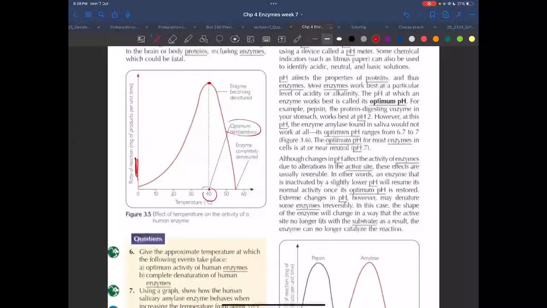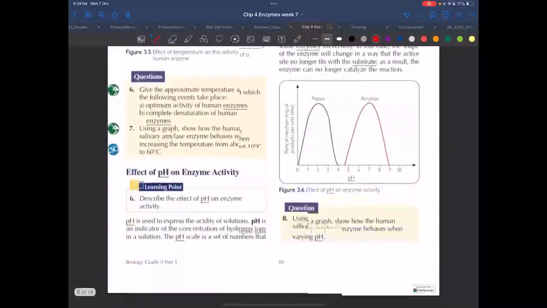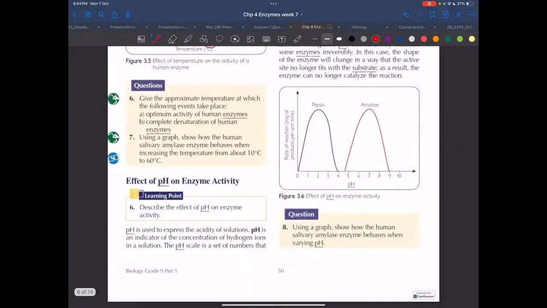Now, once the reaction rate starts to decrease, here it's a negative slope, so it's decreasing. The enzyme is slowly becoming denatured until we have a zero reaction rate. We say the enzyme is completely denatured. Okay? Did everyone understand how temperature affects enzyme activity?